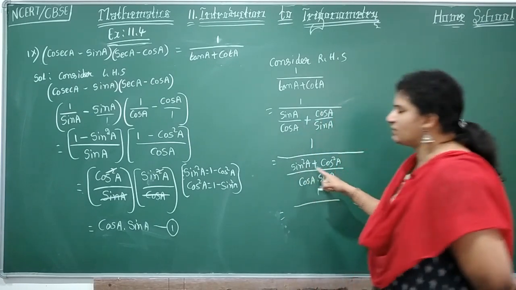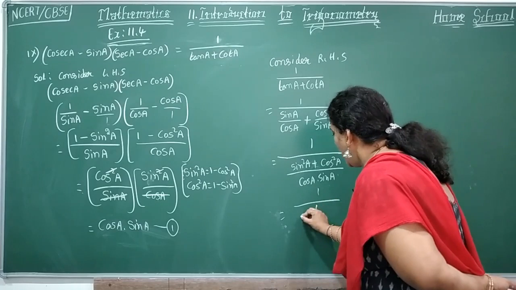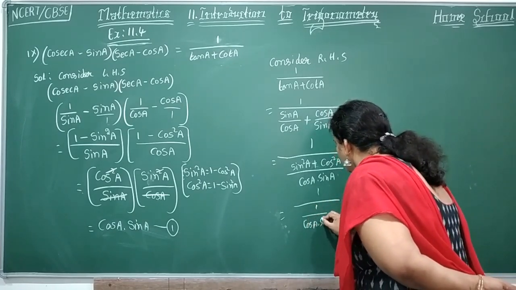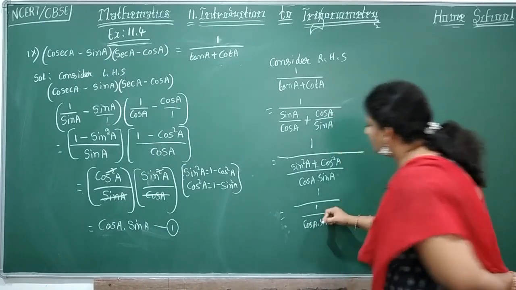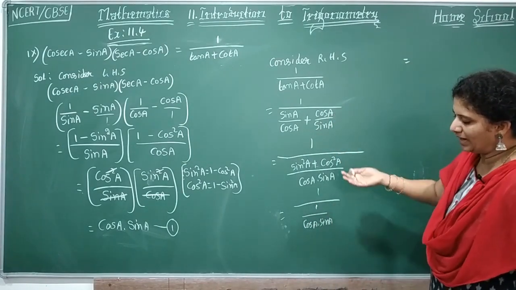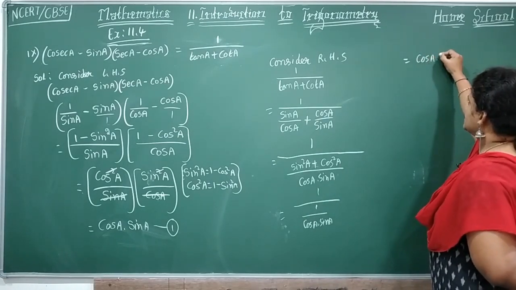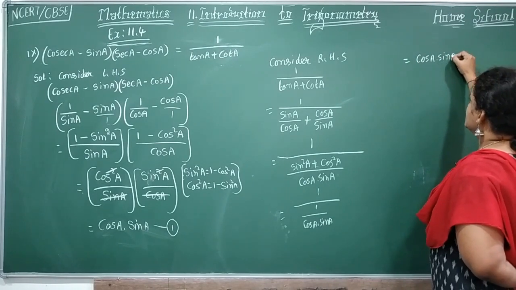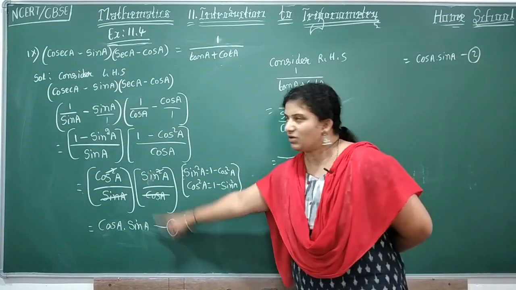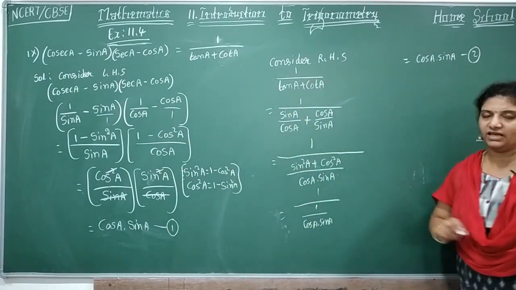Now look here. What is sin square theta plus cos square theta? It is 1. So 1 by cos A into sin A you are going to get. So bring this to the numerator. What are you going to get? 1 by cos A sin A. It will be directly, you can write cos A into sin A. This is your second equation. Look here, children. This is equal to cos A sin A, and this is equal to cos A sin A.